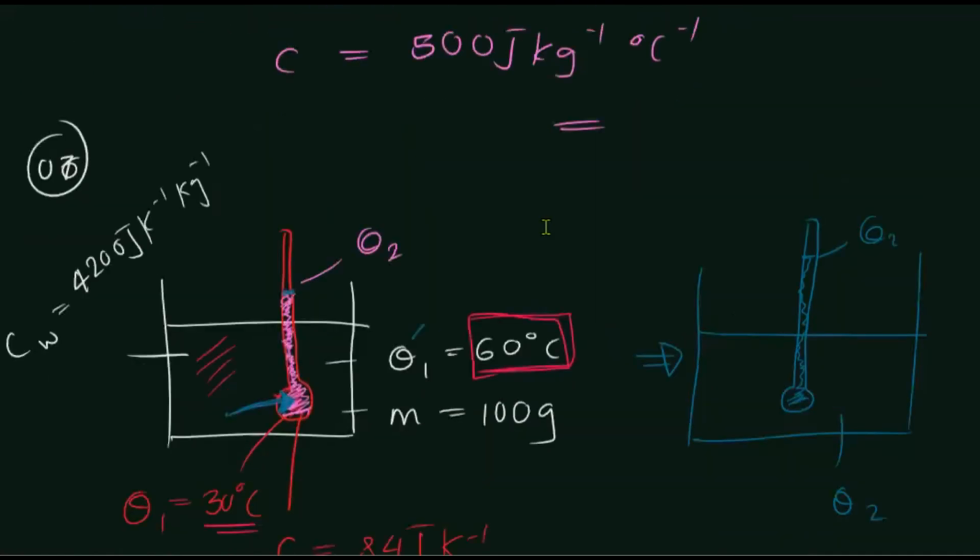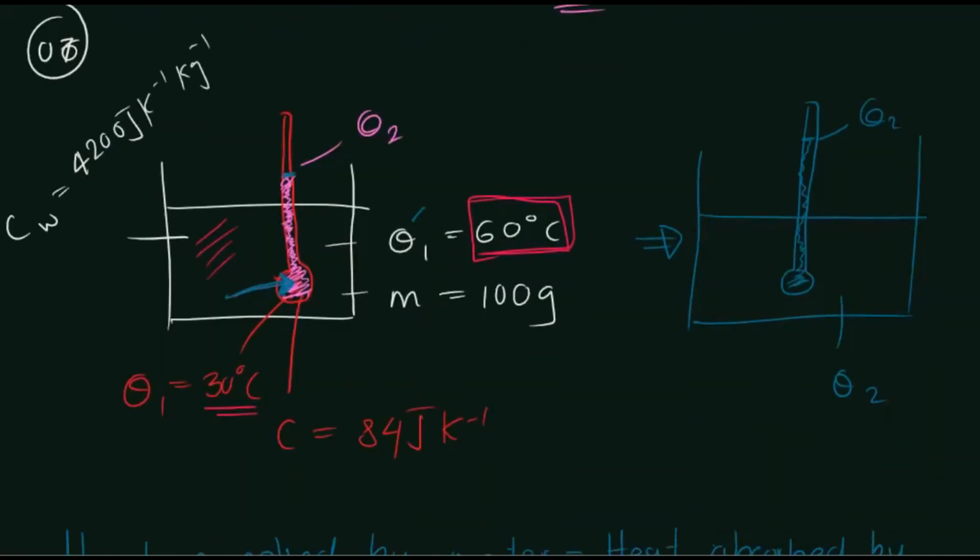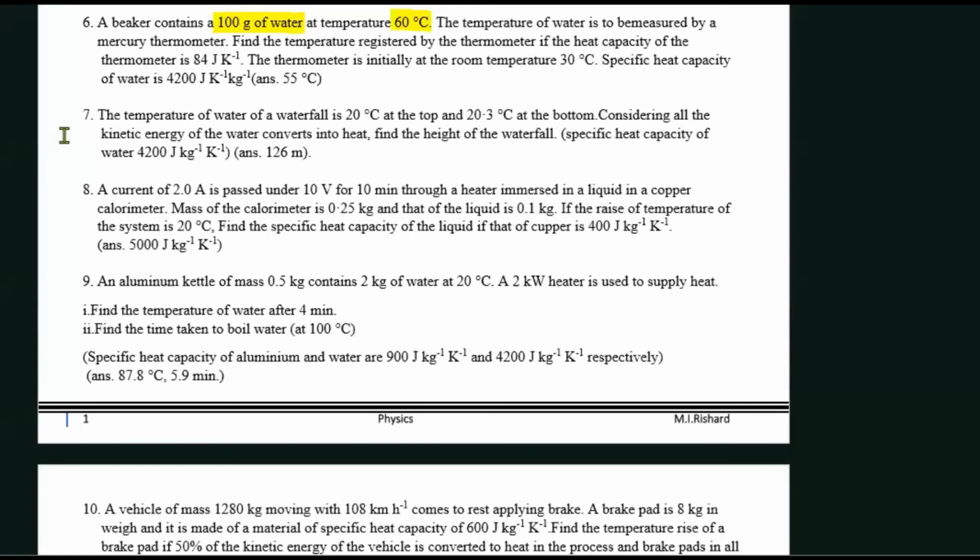This is a good question. You need to understand it pretty well, right? So let us discuss the 7th question. Here it says the temperature of the water of a waterfall is 20 degrees Celsius at the top, and 20.3 degrees Celsius at the bottom. Considering all the kinetic energy of water converts into heat, find the height of the waterfall.